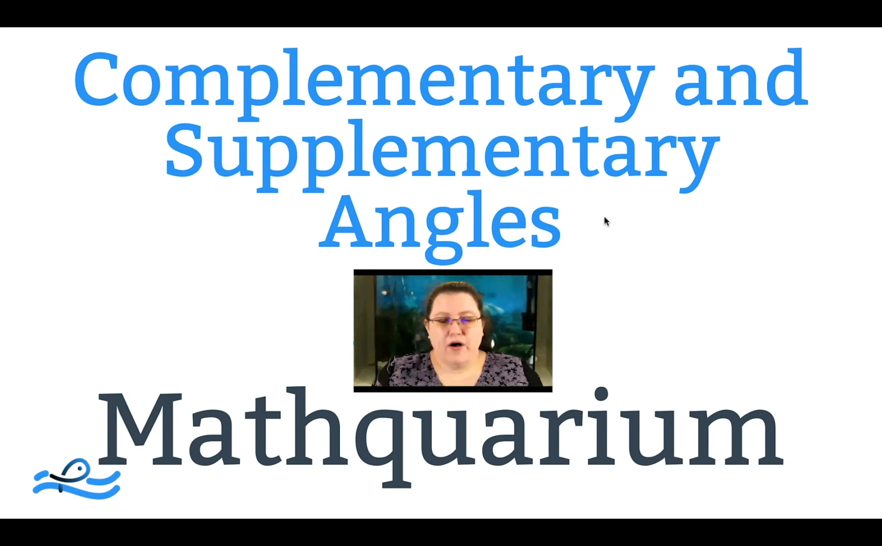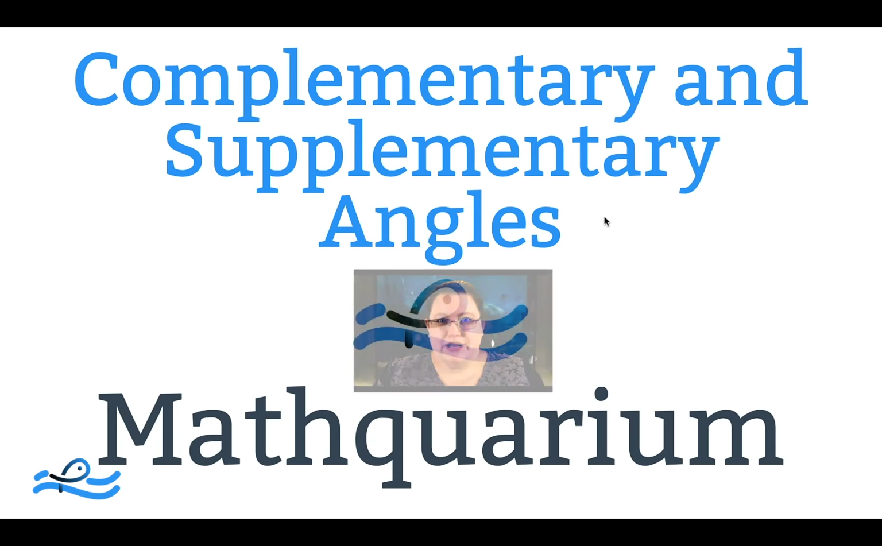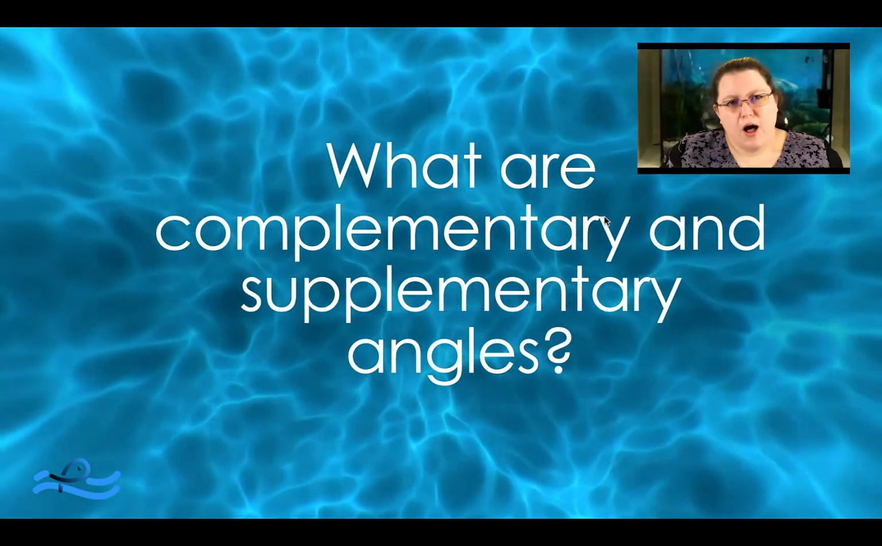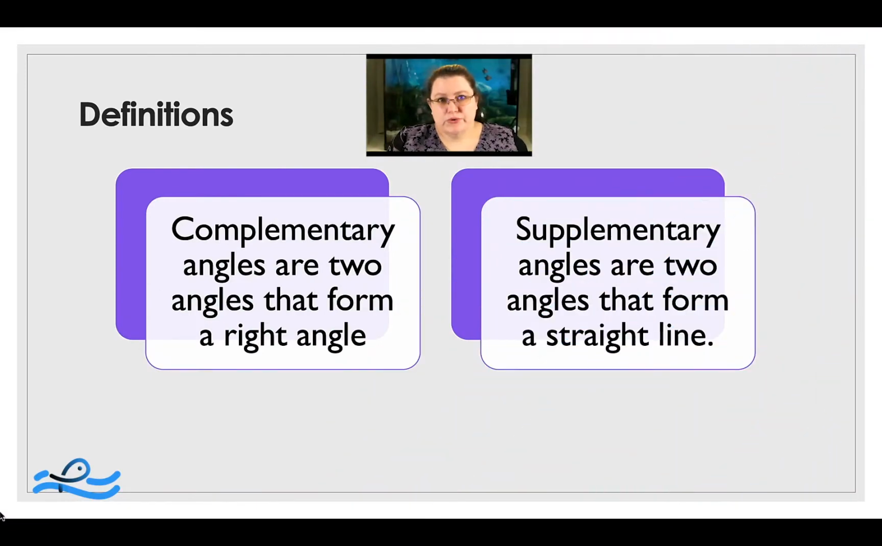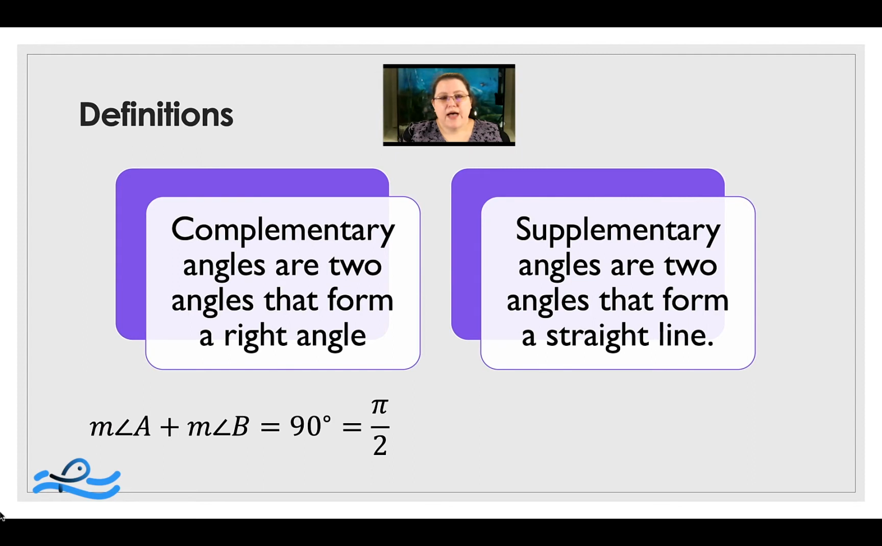Today we're going to talk about complementary and supplementary angles. What are complementary and supplementary angles? Complementary angles are two angles that together form a right angle. That means that the measure of the two angles when they're added together add up to 90 degrees or pi over 2.